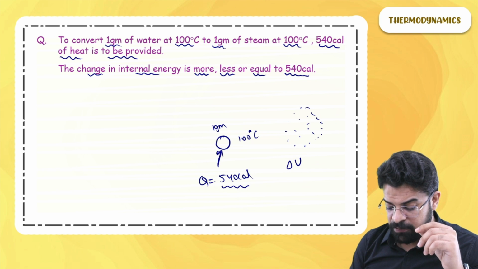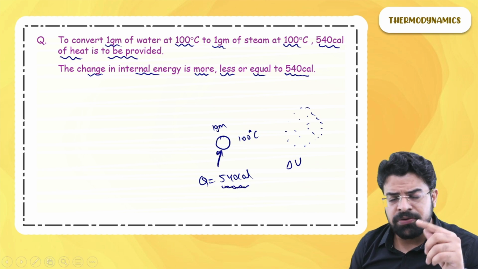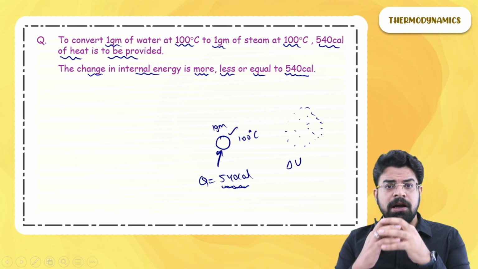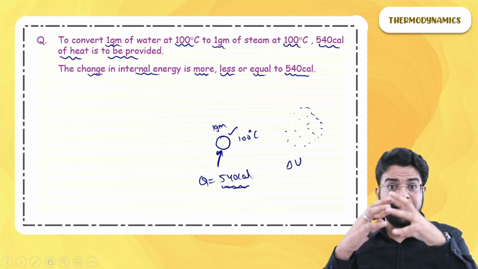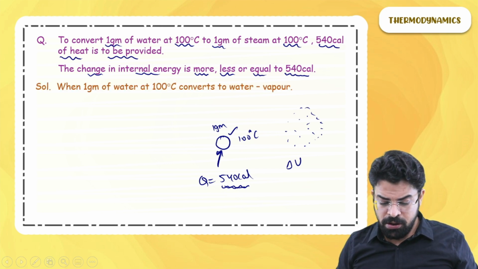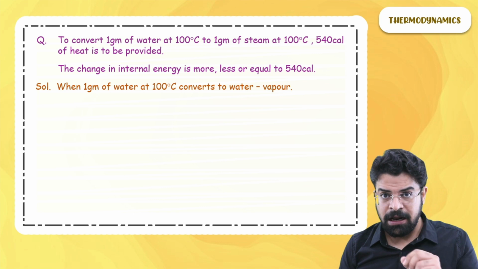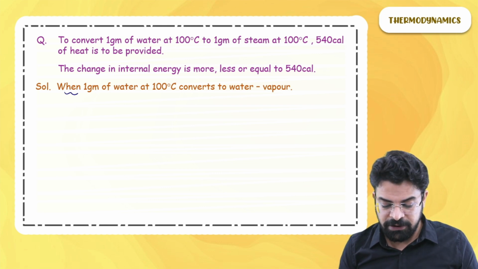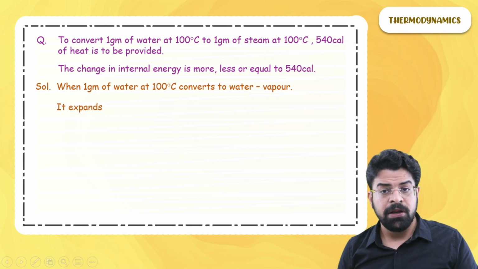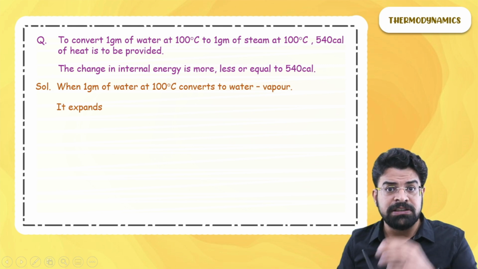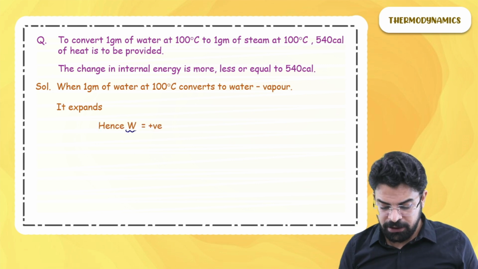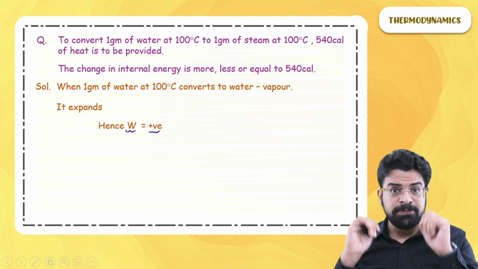have provided heat equal to 540, so the internal energy should increase by 540, but they forget about the work done. Here we know that when water converts into steam, it expands. When the system expands, it does work on the surrounding. So when 1 gram of water at 100 degrees centigrade converts to water vapor, it expands. Now when it expands, the sign of the work done by H2O will be positive. Work done is positive because it expands.